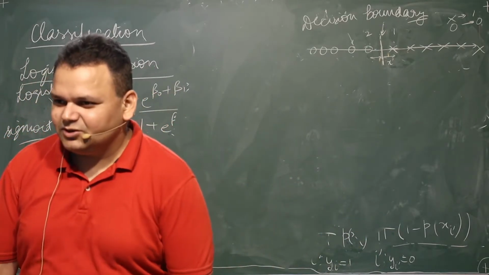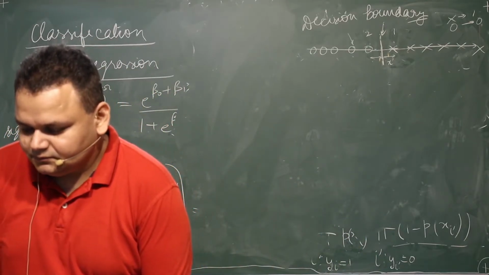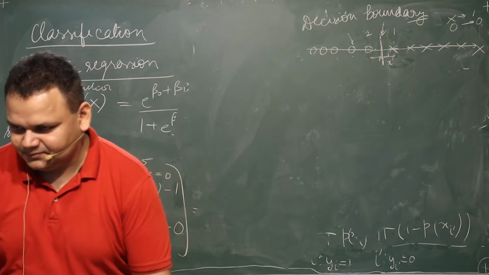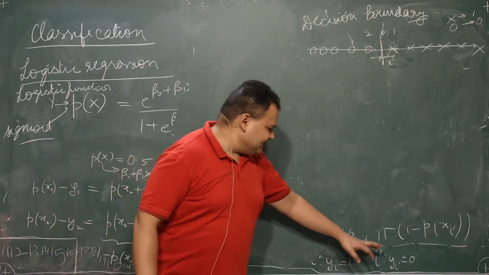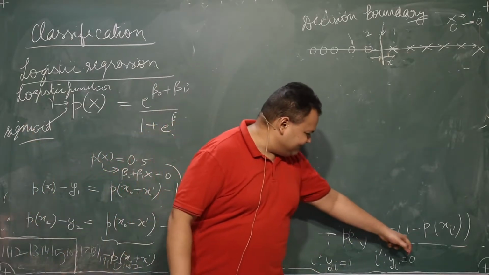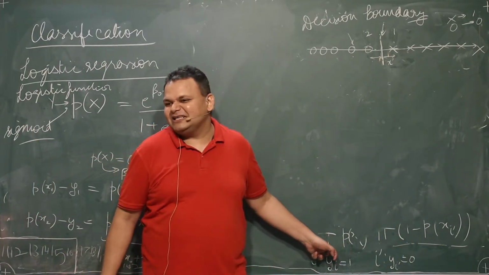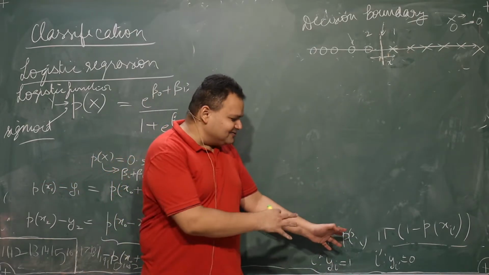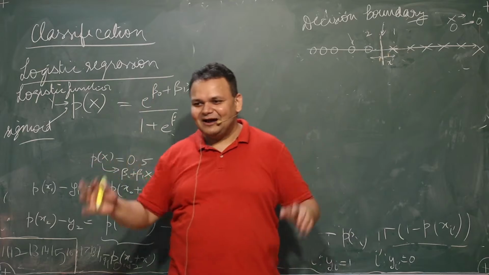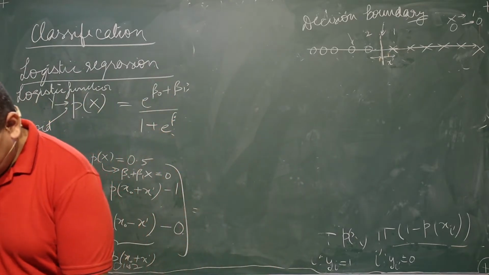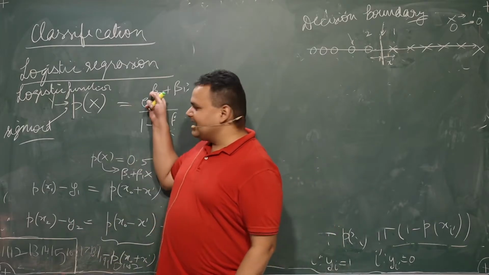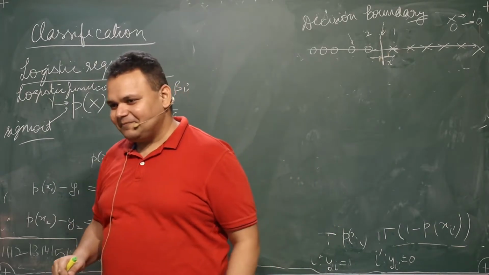So we will find that using libraries. I'm not telling you how, I also don't know. I did not study how to maximize this. But we'll use libraries to do that. We'll use a black box which takes this as the input, and we'll get out beta 0 and beta 1.